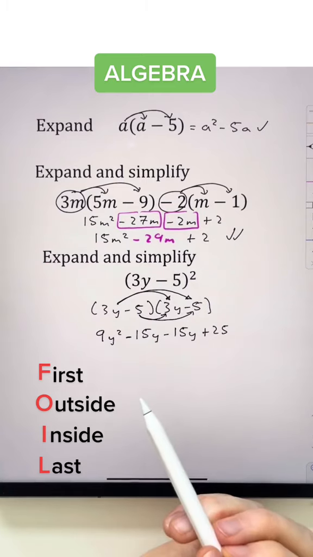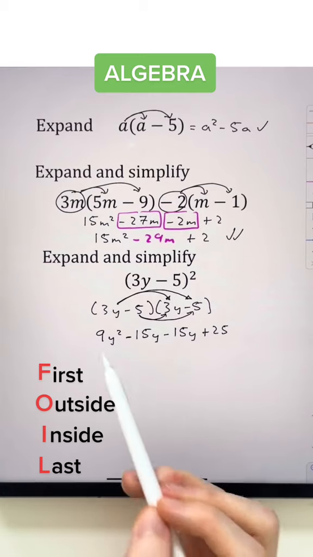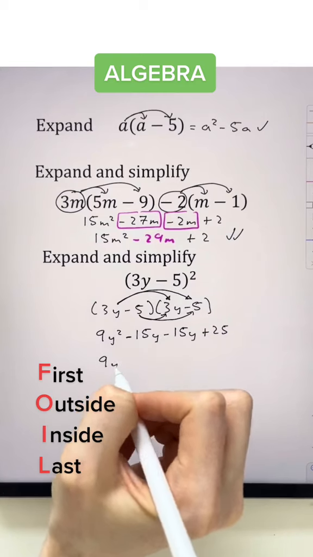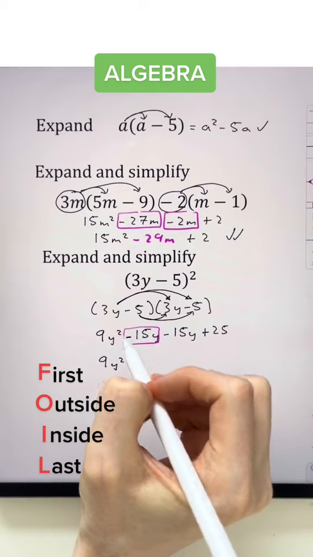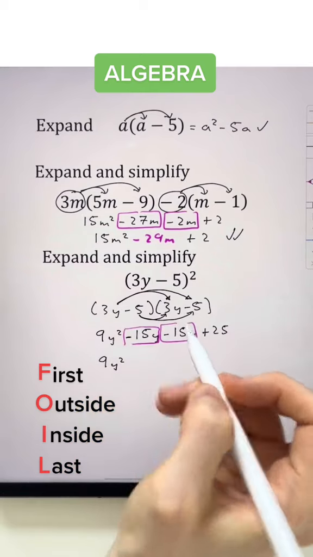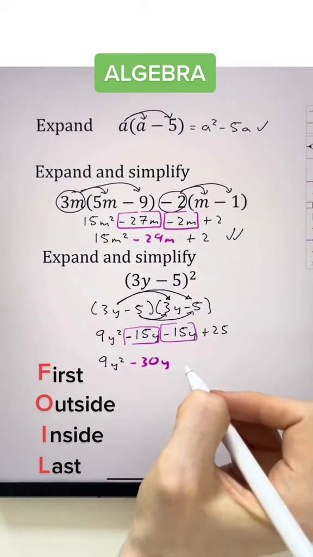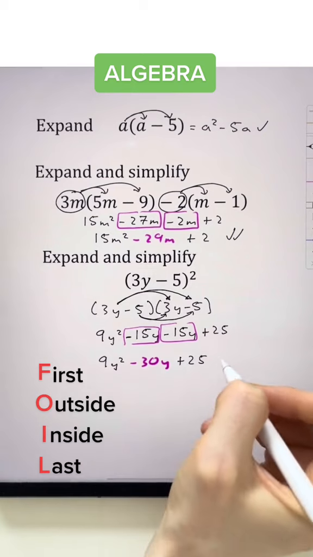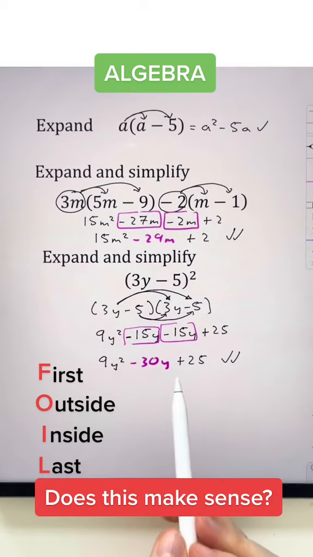Now I come to simplify, which means to collect like terms. Like terms have the same combination of letters. Here I have 9y squared and no other term ending in y squared. I have negative 15y, subtract another 15y, which was simplified to give me negative 30y, and I've still got plus 25 that I must place on the end. So my final answer for 2 marks is 9y squared minus 30y plus 25.